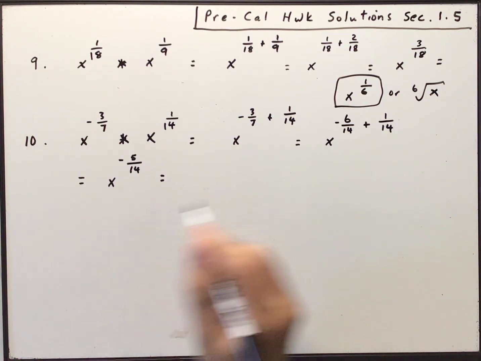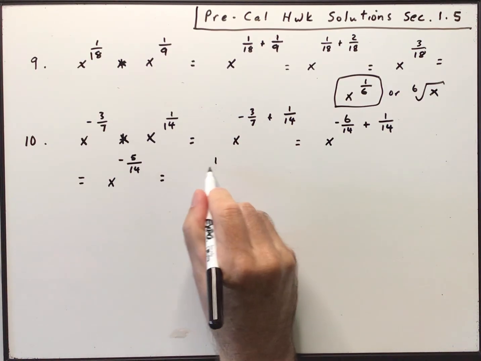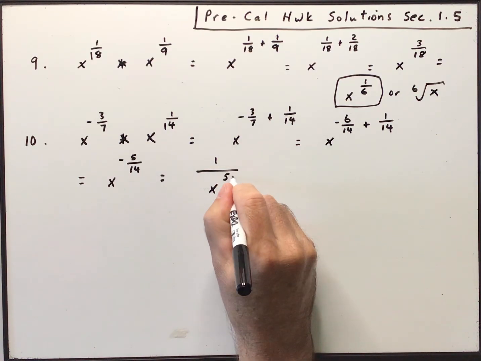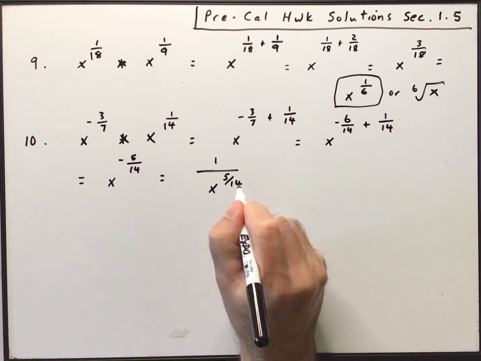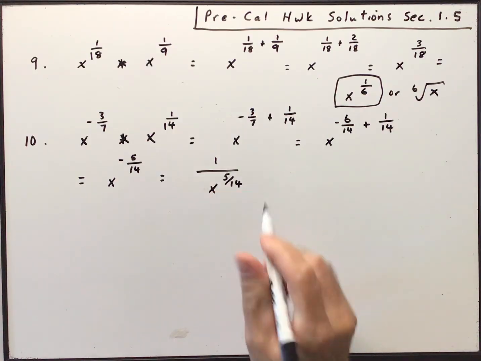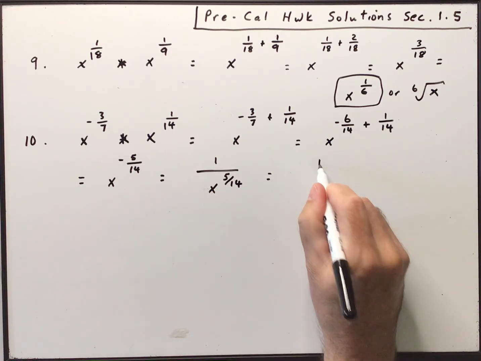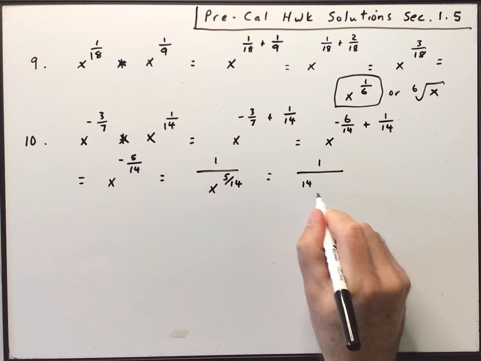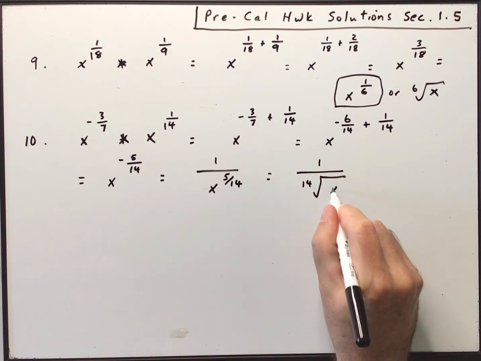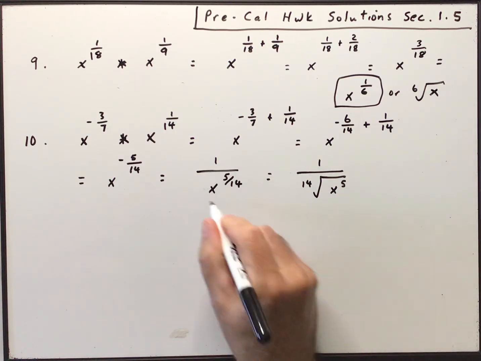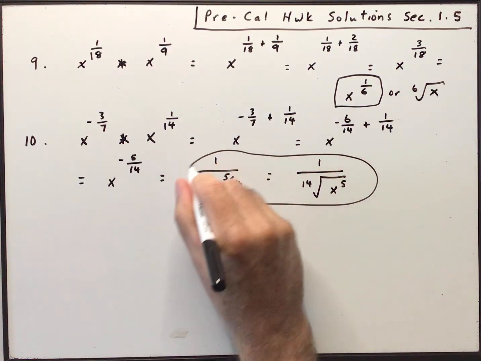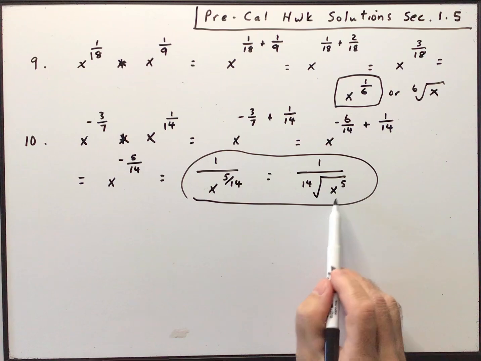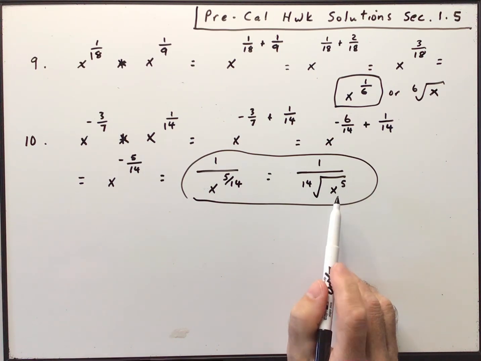But I want to get rid of all the negative exponents. That would be 1 over x to the 5 over 14. All right, and I wouldn't really ask you to do this in radical form, but that would be the 14th root of x to the 5th. Okay, so if for some reason someone asks you for radical form, that's how it works.